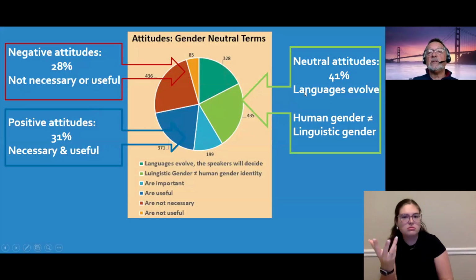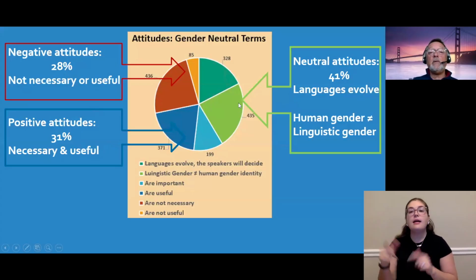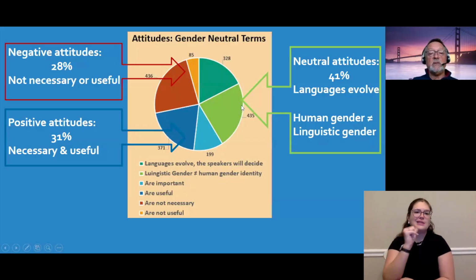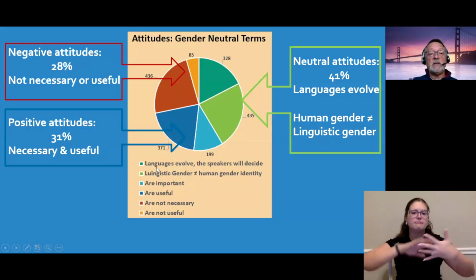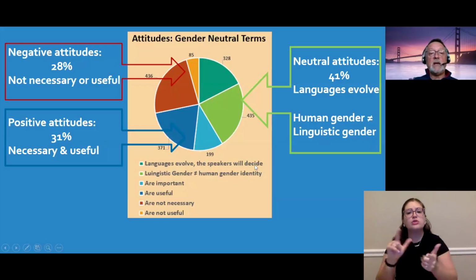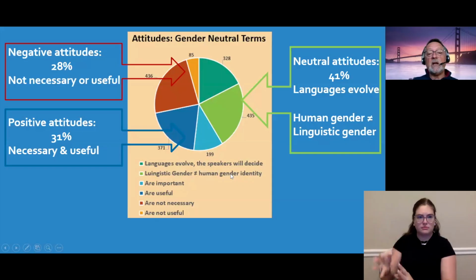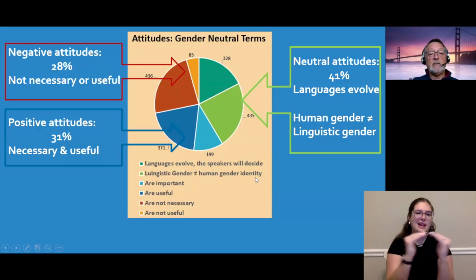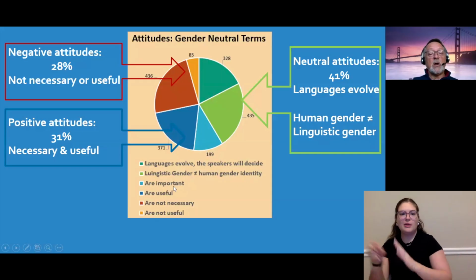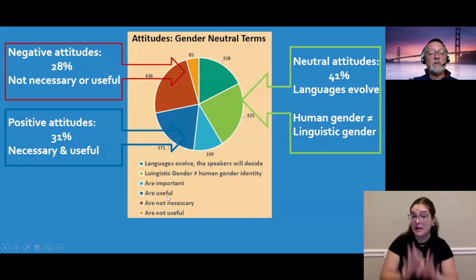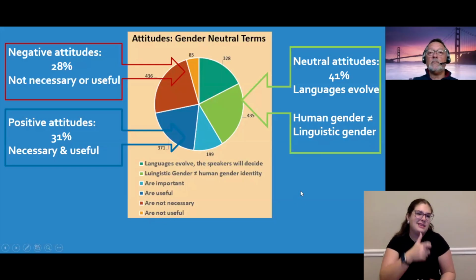And those attitudes included things like, languages evolve, languages change over time, or that human gender is not equal to linguistic gender, so they could be decoupled. And so the categories that people responded in are basically: languages evolve, speakers will decide; linguistic gender is not equal to human gender identity; these terms are important, these terms are useful, or these terms are not necessary, or these terms are not useful.